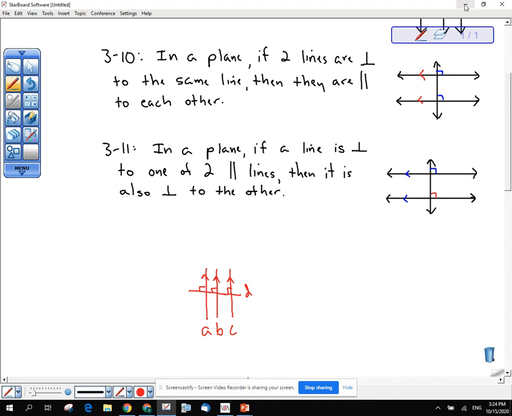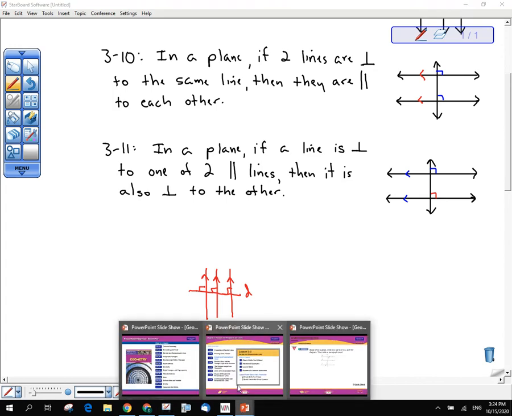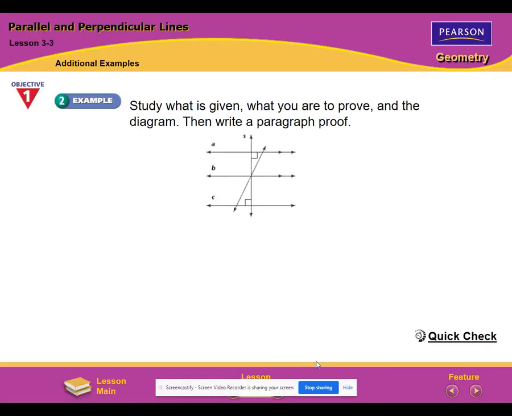Okay, and then let's do one example. It is a proof, and again, we can do proofs even in this section. So let's see what it says. And by the way, as we've said before, no paragraph proofs. We're doing 2-column proofs only. All right, so notice that these lines are parallel here.